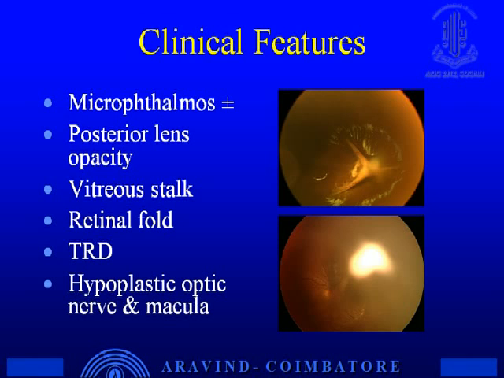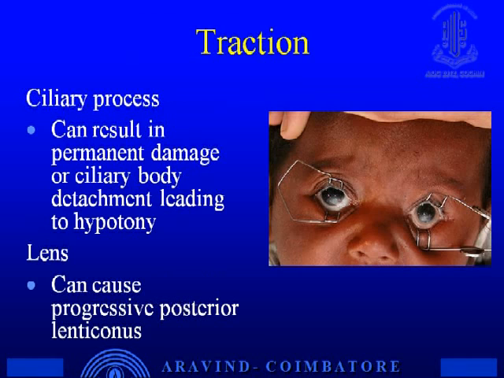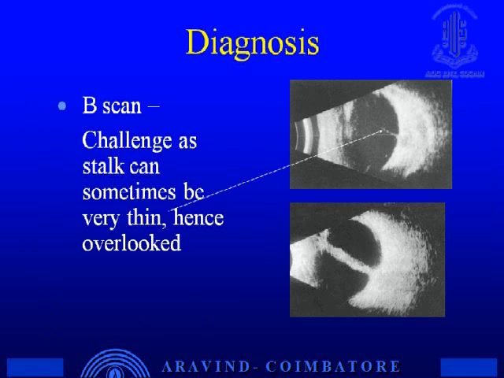Posterior PHPV can be with or without microphthalmos, posterior lens opacity, and vitreous stalk. One can see a retinal fold or a tractional retinal detachment. Also, traction on the ciliary process can result in permanent damage of the ciliary body or ciliary body detachment leading to hypotony, and traction on the lens can be associated with a posterior lenticonus. B-scan is a challenge because this stalk can sometimes be very thin and overlooked.